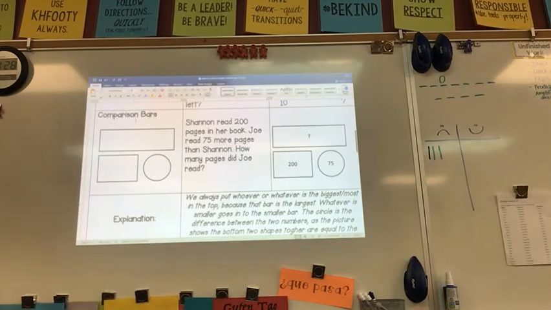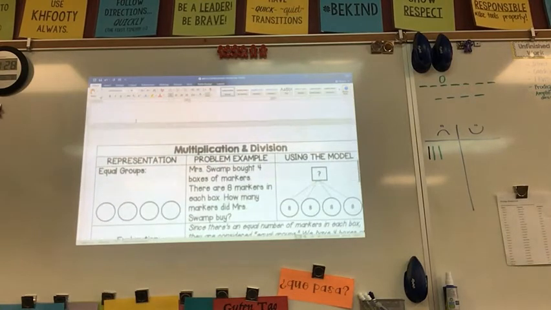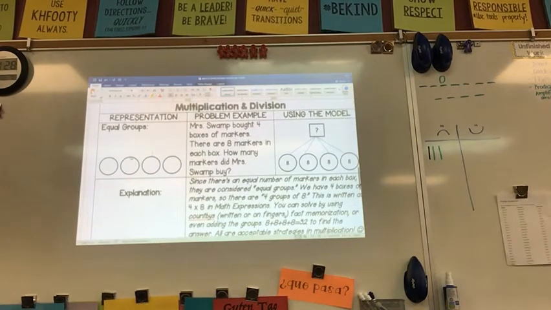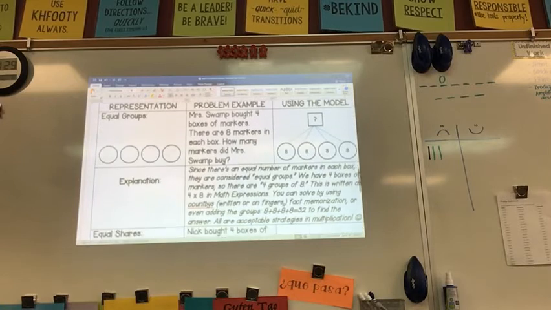So sometimes your problems will use comparison bars. There's a couple more. Here's one we've been using. What are they? Equal groups. Mrs. Swamp bought 4 boxes of markers. Oh look, 4 groups. There are 8 markers in each box. How many markers did Mrs. Swamp buy?